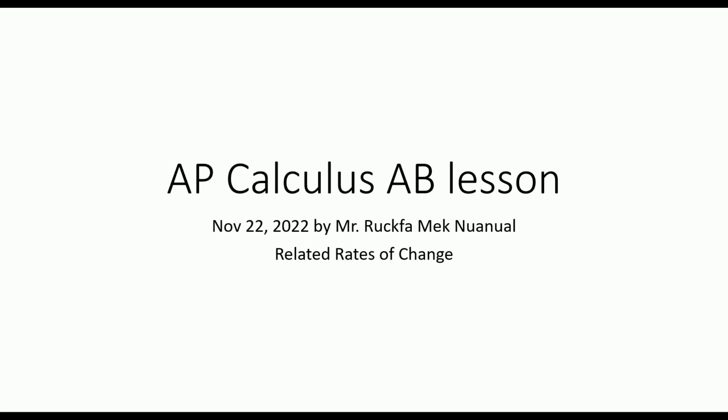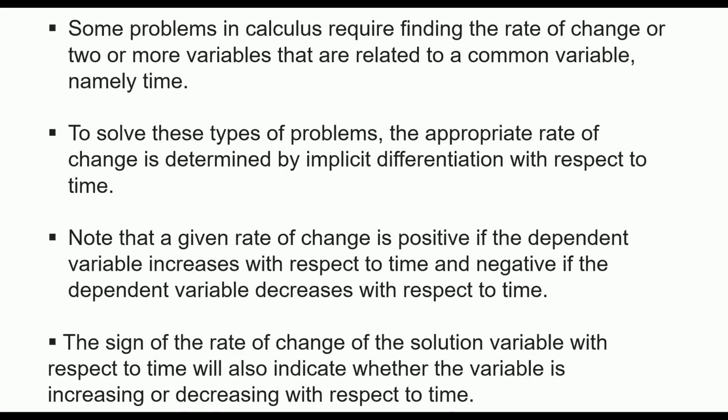Related rates of change. Some problems in calculus require finding the rate of change, or should we say two or more variables that are related to a common variable. Usually in a lot of these problems, that variable would be time, t for time. And to solve these kinds of problems, we need to find the appropriate rate of change by using implicit differentiation, and then do that with respect to the variable t or time.